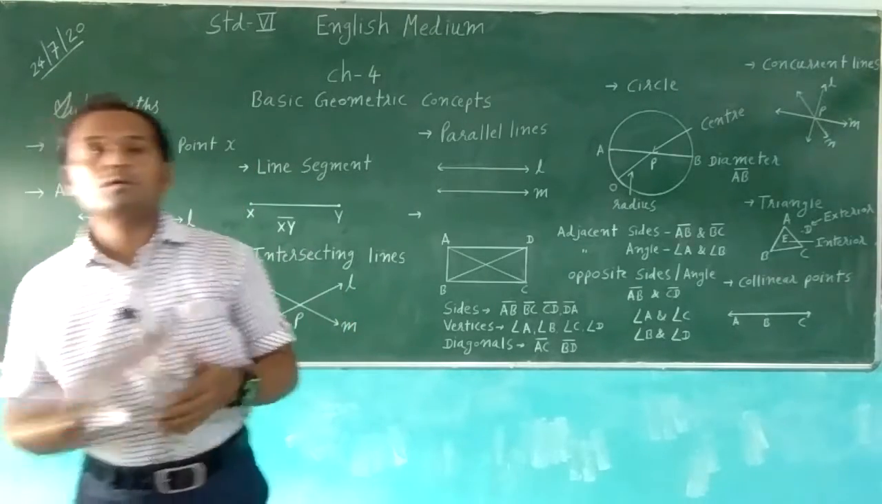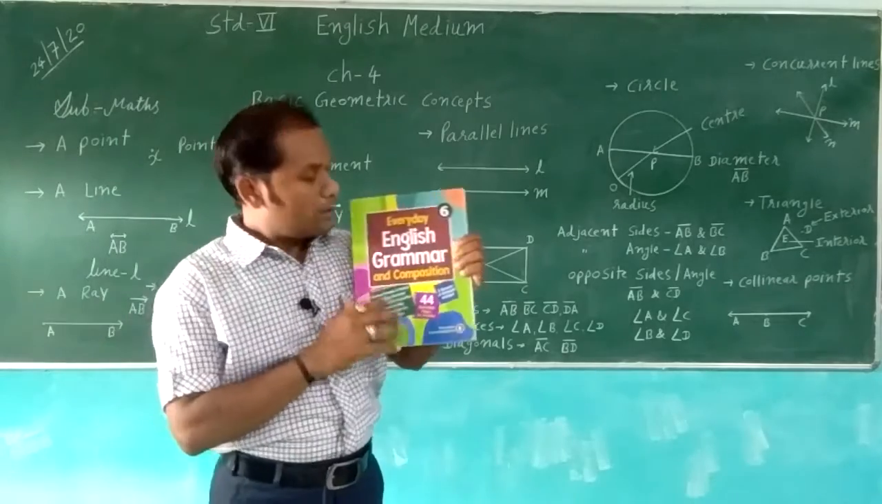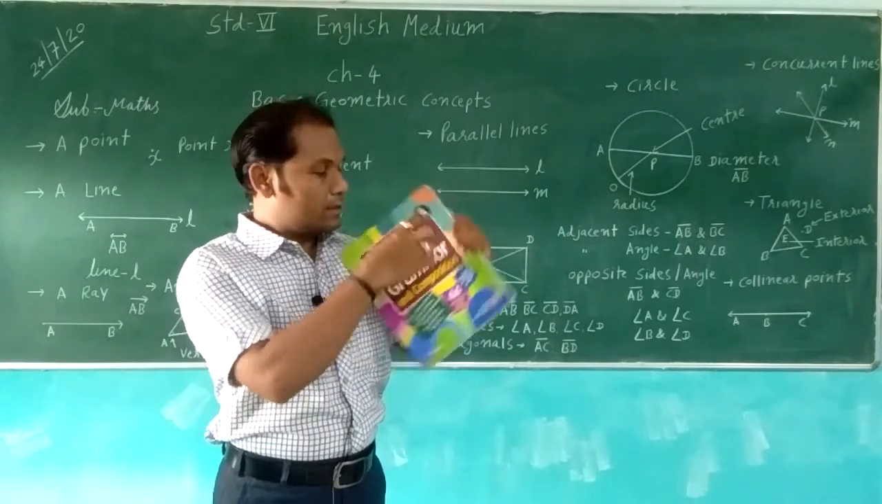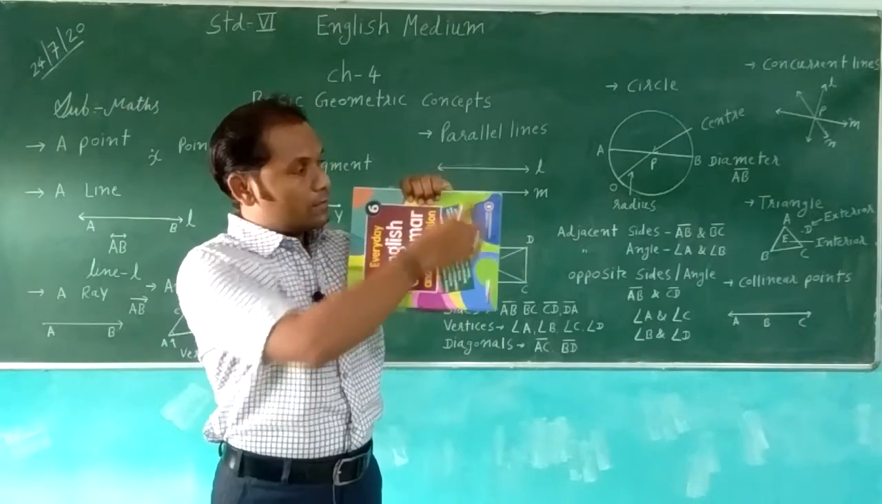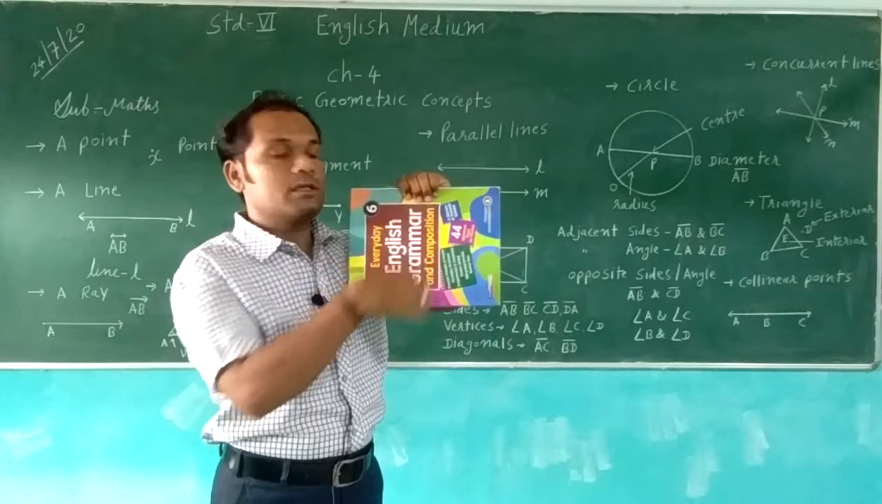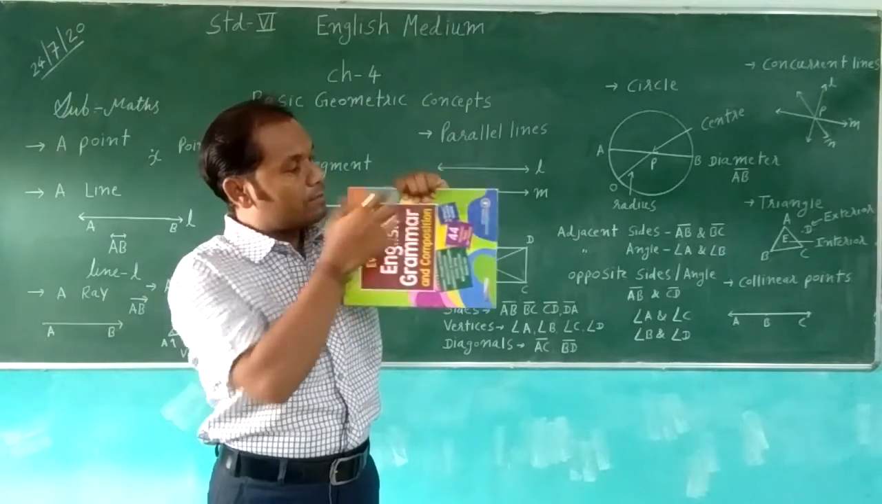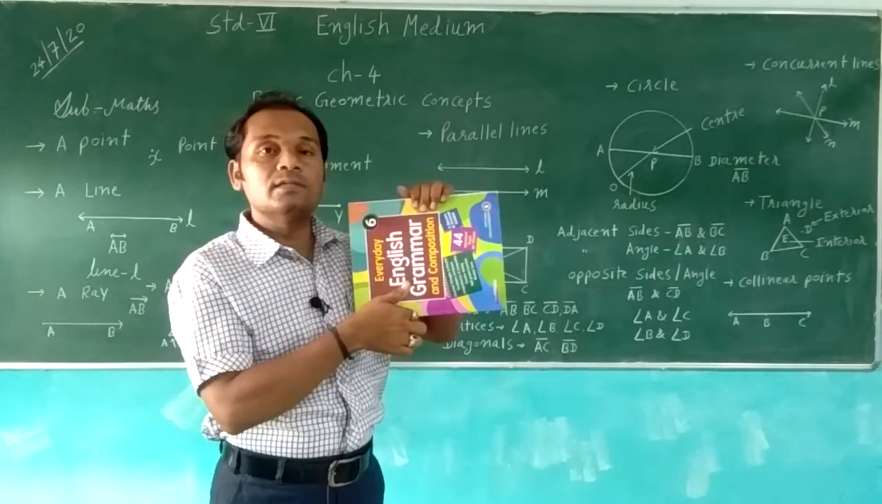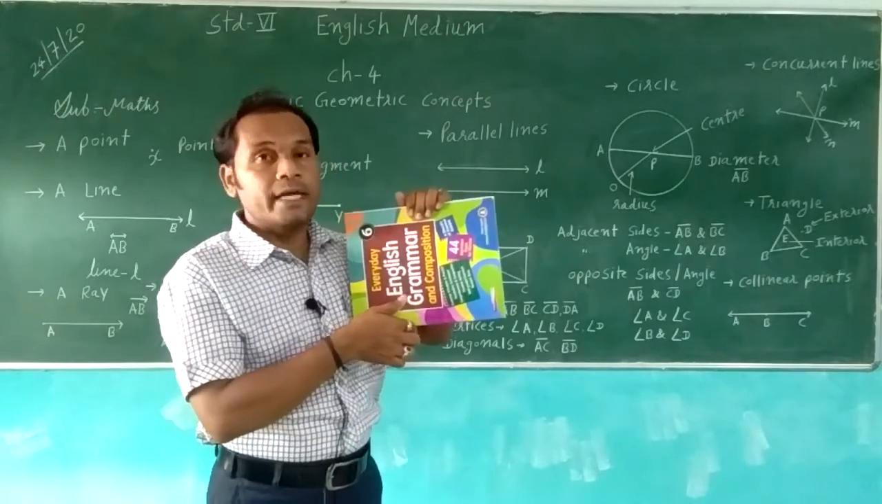We have one book. The book has two sides, this side and this side. These two sides are passing but they do not meet with each other. They go at the same distance, so this side and this side are called parallel lines.